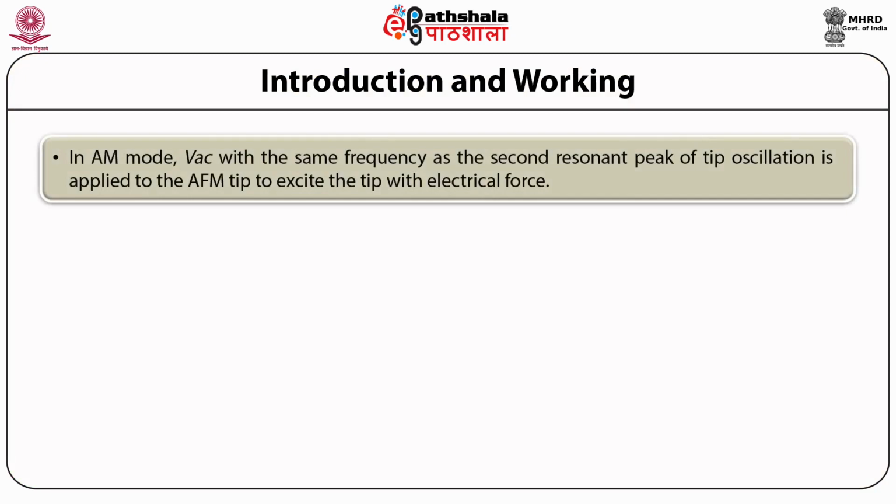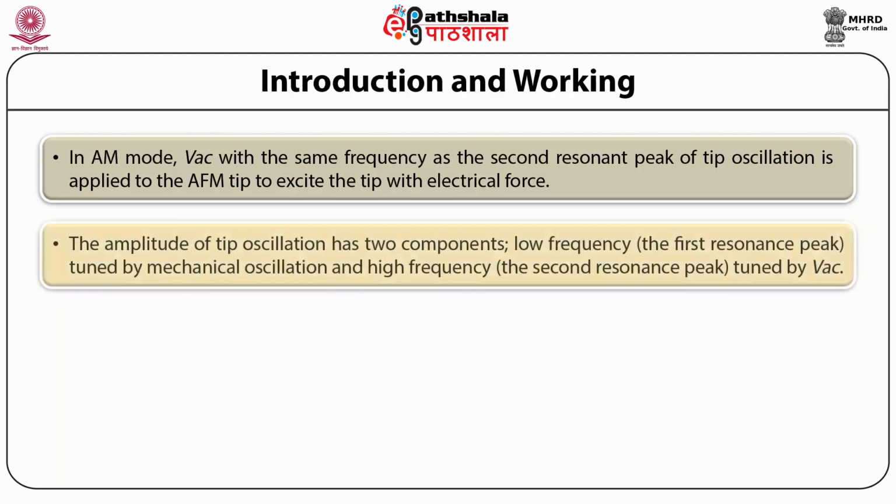In AM mode, potential at alternating current, that is VAC, with the same frequency as the second resonant peak of tip oscillation is applied to the AFM tip to excite the tip with electrical force. The amplitude of the tip oscillation has two components: low frequency, the first resonance peak, tuned by mechanical oscillations, and high frequency, the second resonance peak, tuned by the potential at alternating current.